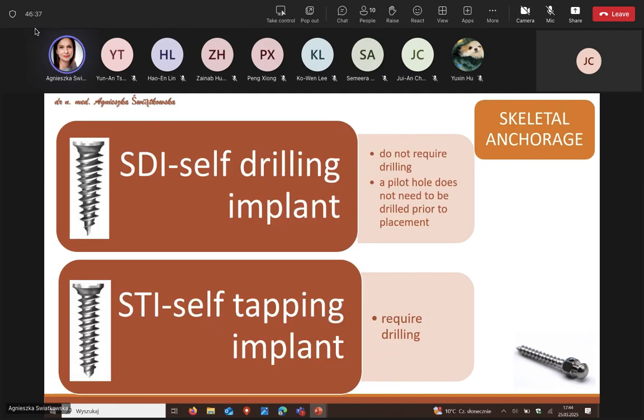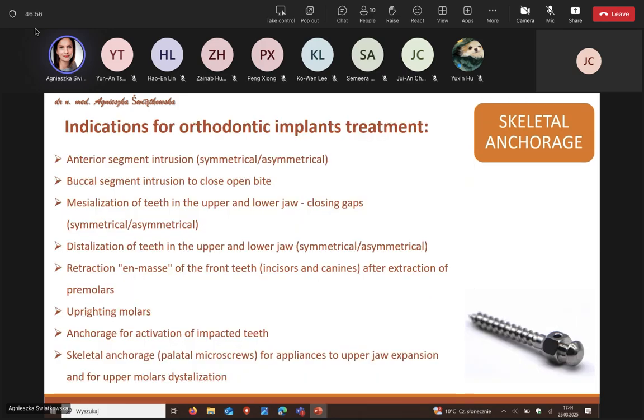Self-drilling and self-tapping implants. Self-tapping implants require drilling before insertion. Self-drilling, in this situation, we don't need the prepared hole before insertion of this kind of implant.